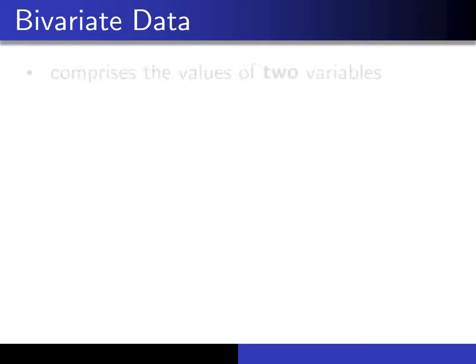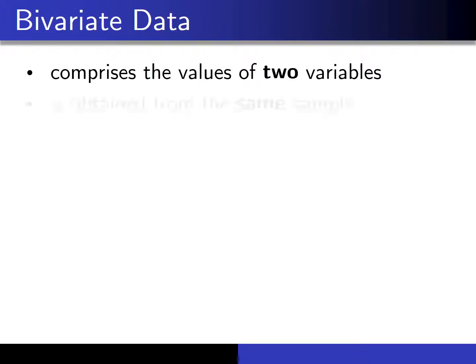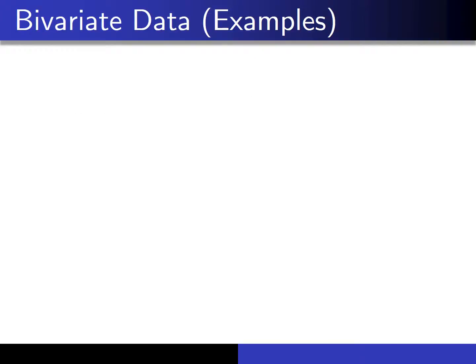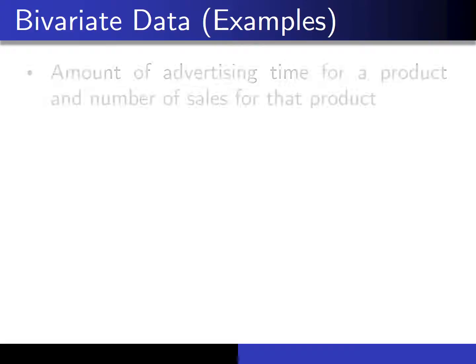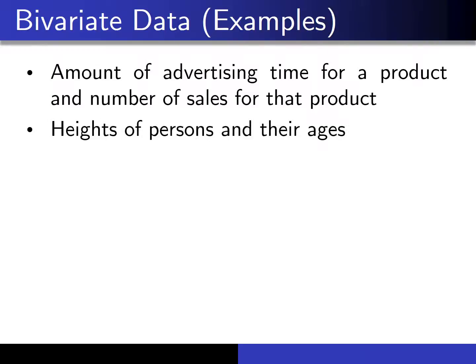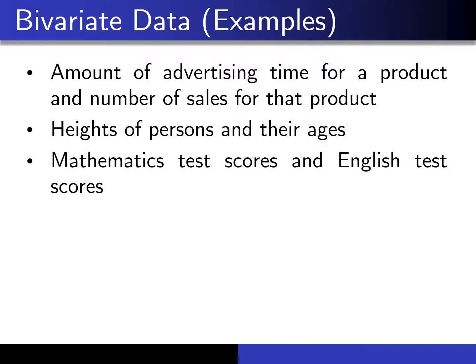A set of data consisting of the values of two variables, say x and y, obtained from the same sample, is known as bivariate data. Some examples of bivariate data include amount of advertising time for a product and number of sales for that product, heights of a group of people and their ages, mathematics test scores for a class and their English test scores.